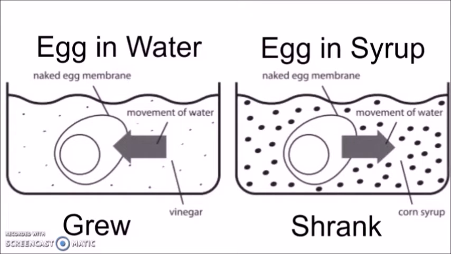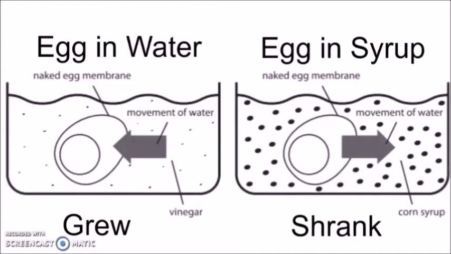So now we're going to discuss the results of our experiment and discuss why the eggs shrank and grew as they did. So after we dissolved the shell of the egg, we were only left with a membrane. This membrane is selectively permeable. Selective permeability refers to the property of a barrier that only allows certain substances to pass through it. And in this case, only water is allowed to pass through the membrane of our egg.